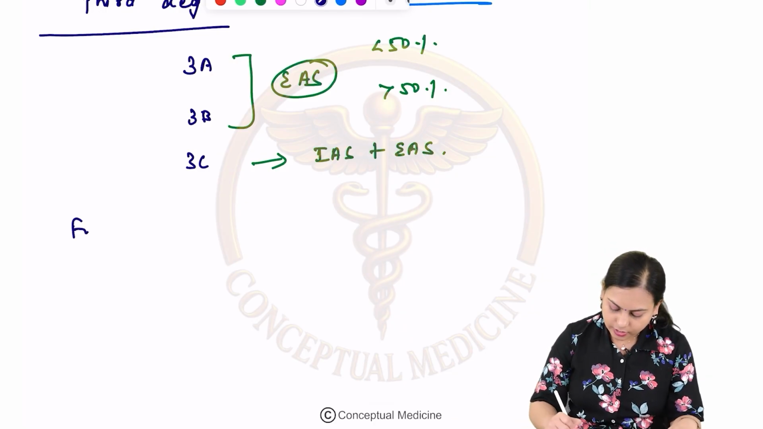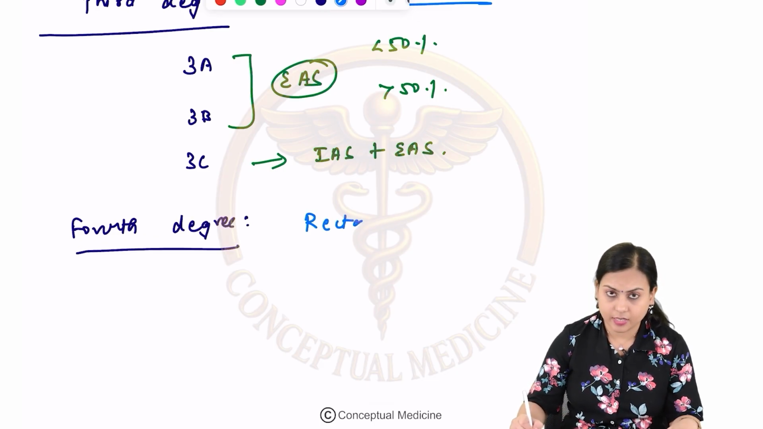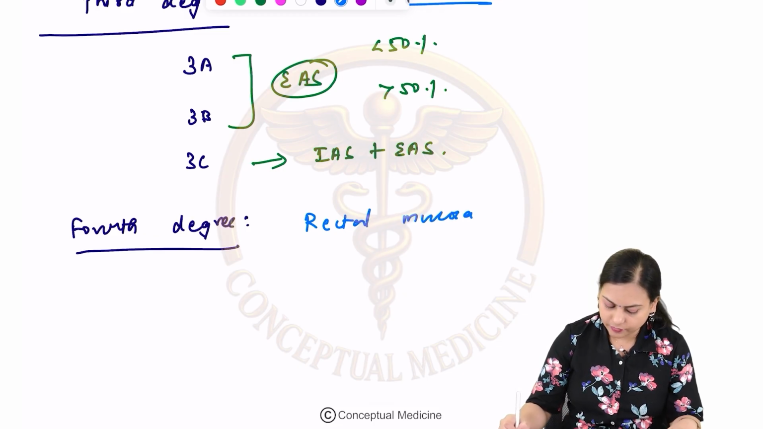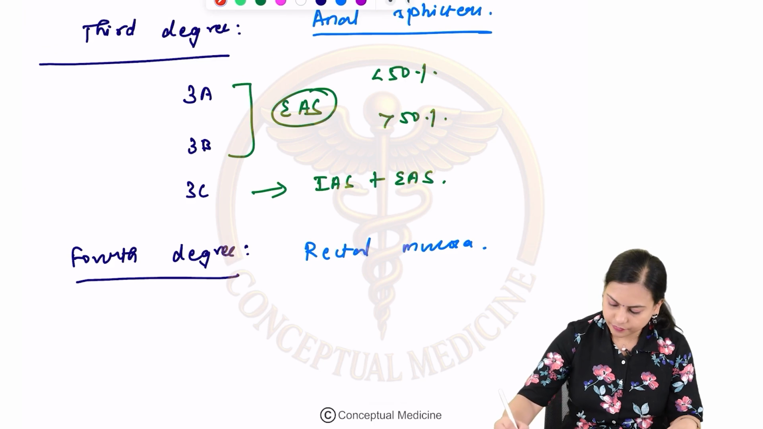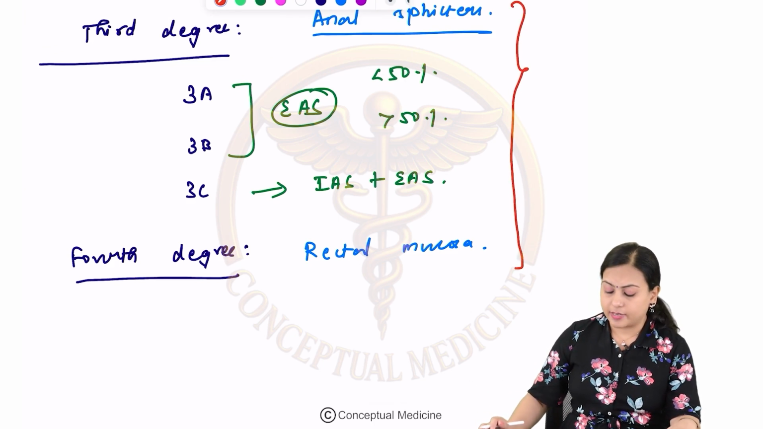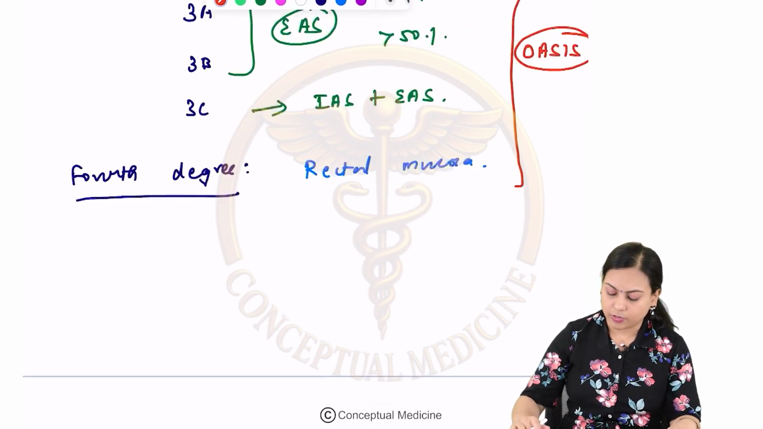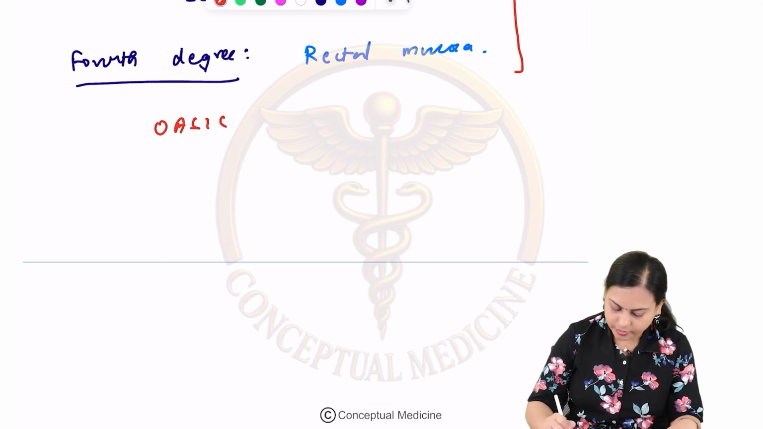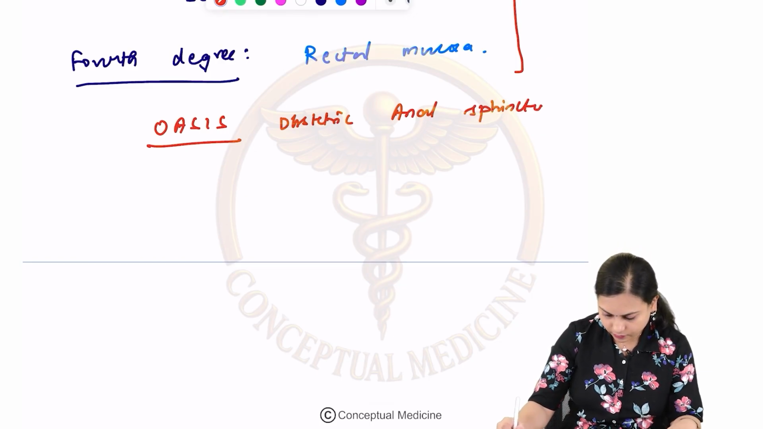Now, coming to the fourth degree of perineal tear, there is involvement of the rectal mucosa as well. Okay. So, these third and fourth degree perineal tears, which involve severe perineal lacerations, are classified as OASIS. Okay. So, what does OASIS mean? It is obstetric anal sphincter injuries. Okay.